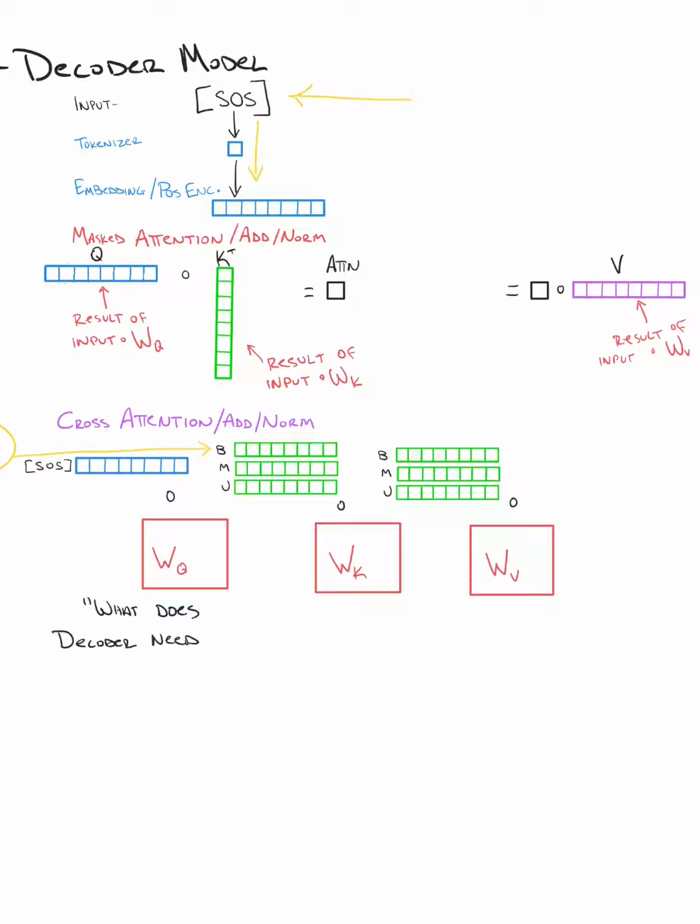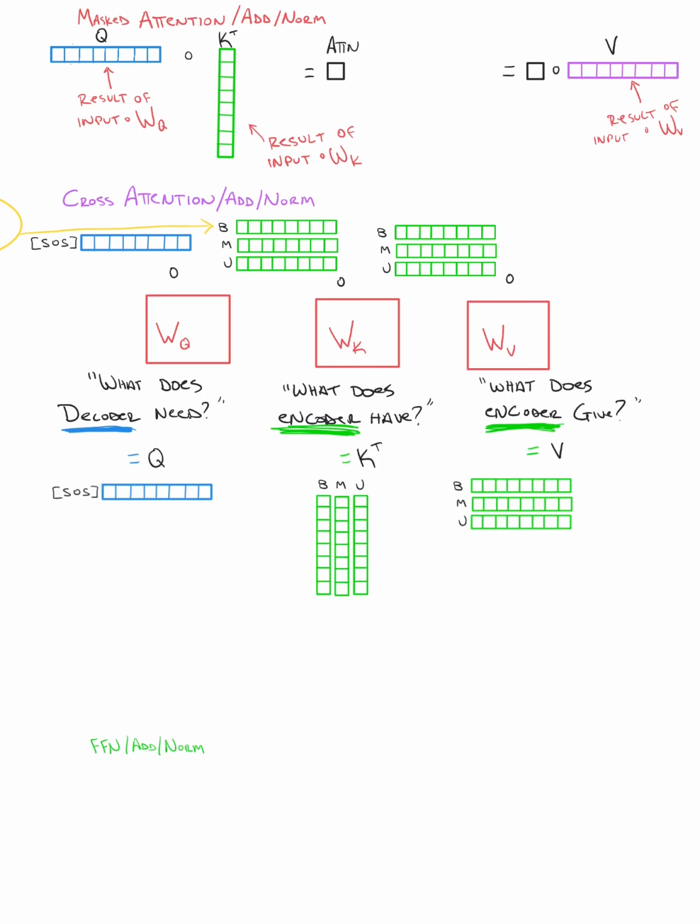And we multiply the contextualized encoder output embeddings by the weight key and weight value matrices, answering the question, what do I, the encoder output, have, and what will I, the encoder output, give? Now, the only thing to note here is that the attention matrix in the cross attention layer won't be a square matrix like it was for the encoder.